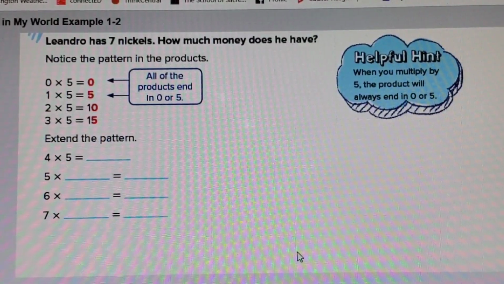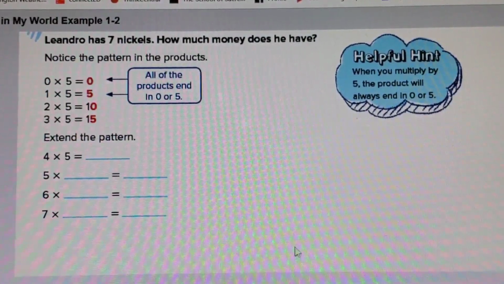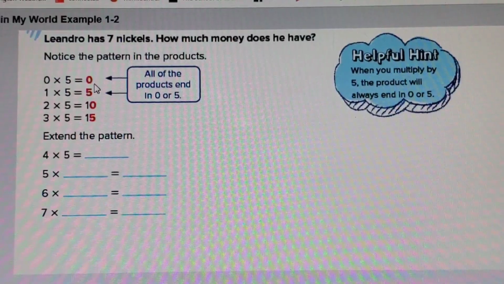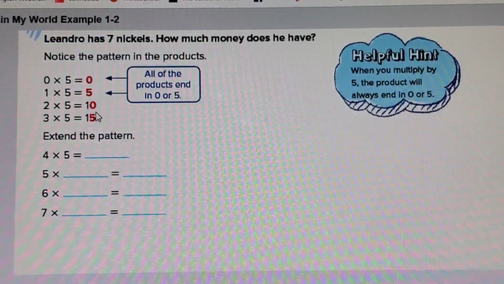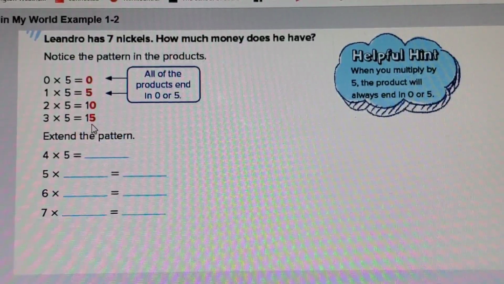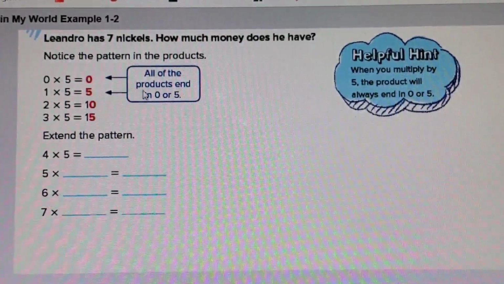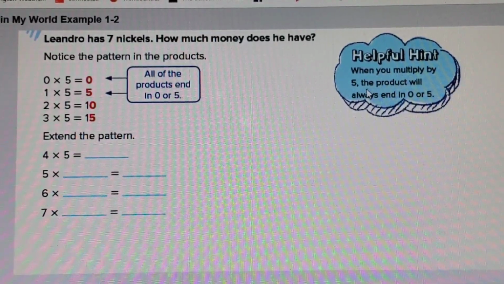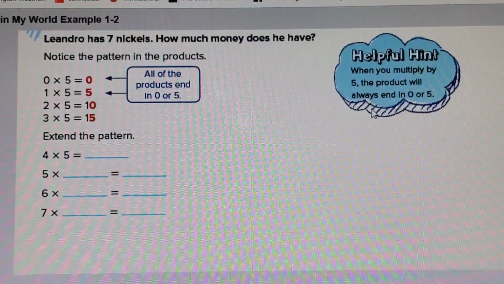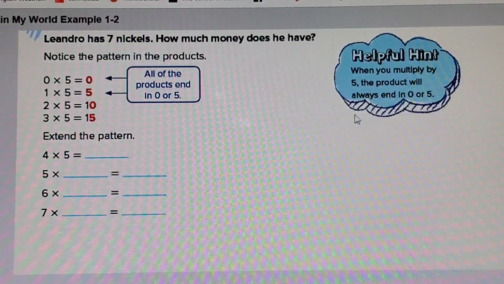Notice the pattern in the products. 0 times 5 equals 0. 1 times 5 equals 5. 2 times 5 equals 10. 3 times 5 equals 15. All of the products end in 0 or 5. Here's a little helpful hint. When you multiply by 5, the product will always end in 0 or 5.